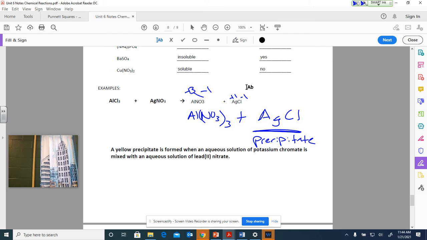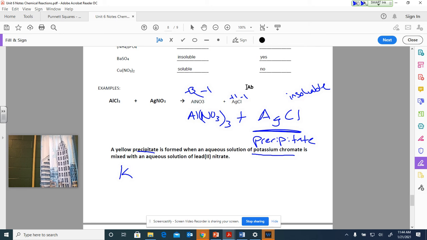I'm pretty sure your worksheet asks you to label which one is the precipitate. So it's the one that is insoluble. Okay. Now, this will be easier for you to skip here. So a yellow precipitate is formed. So it's telling me it works. It forms a precipitate when an aqueous, that just means dissolved in water, solution of potassium chromate. Okay, so let's start there.